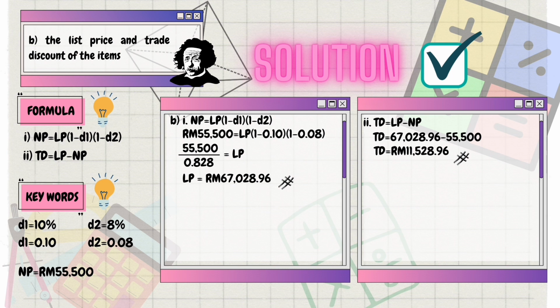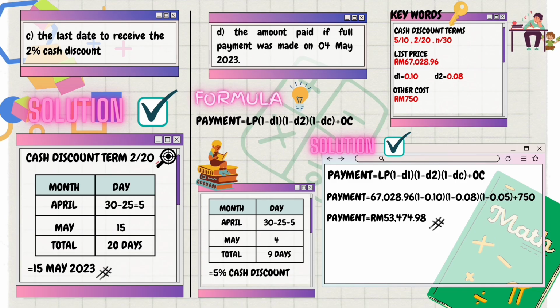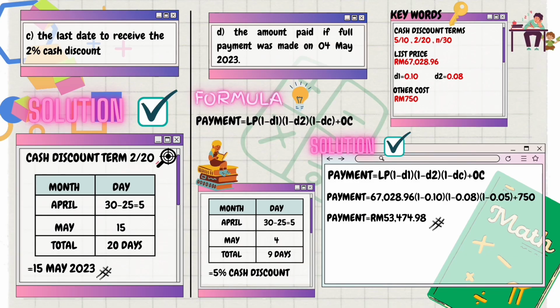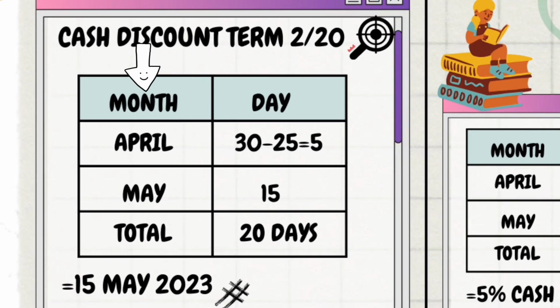Then we need to find the trade discount. We will use the formula TD equals LP minus NP. So we just substitute the numbers into LP and NP. Then we get our final answer, 1,142 ringgit and 96 cents. The next question is C, the last date to receive the 2% cash discount. To solve this question, we need to make a table. We put the month on the left side and the days on the right side. And the final answer we get is 30 May 2023.